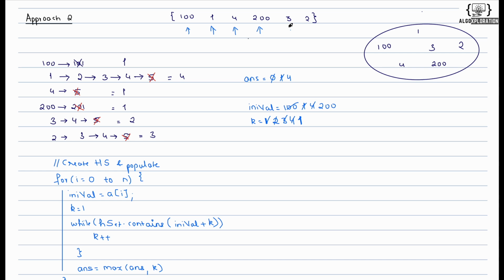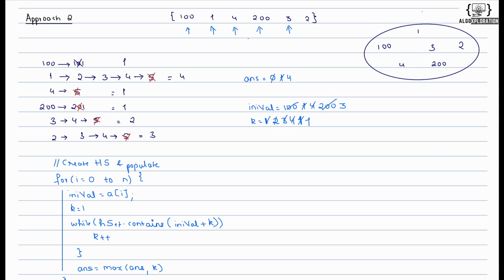Value of i will be 4 now, which is pointing to 3, so the initial value will be 3, value of k will be 1. Using the while loop I'll check initial value plus k, that is 3 plus 1, that is 4, is 4 present in the hash set. Yes, we can see that.